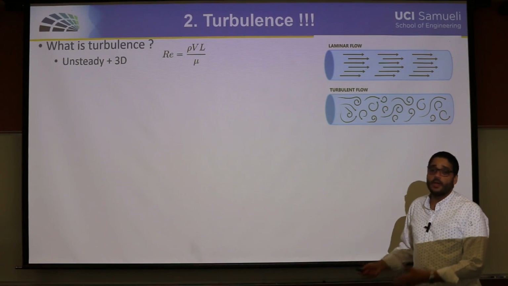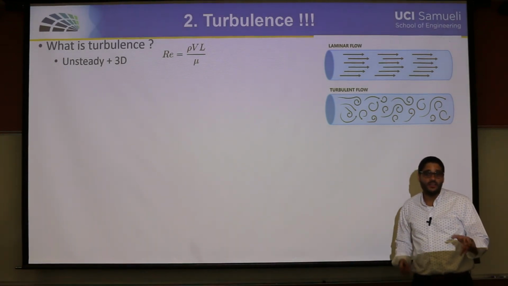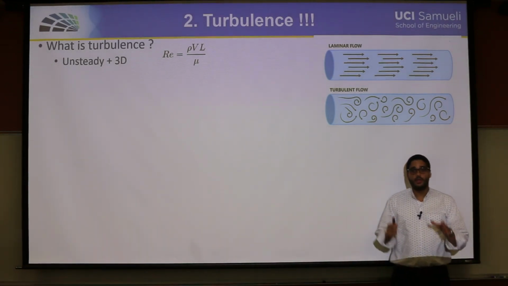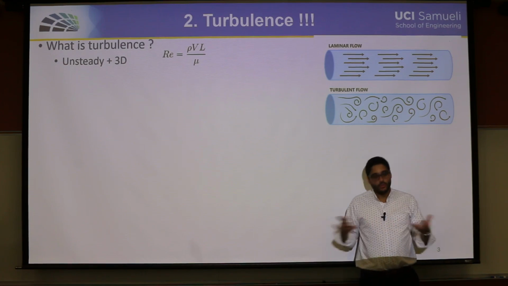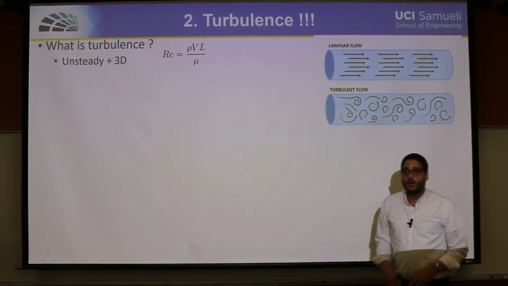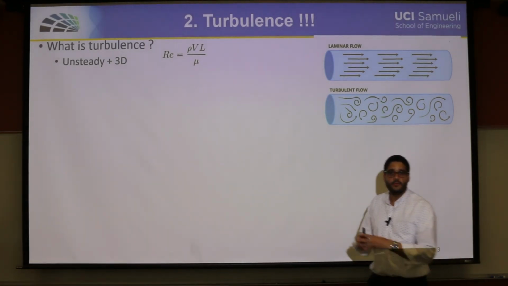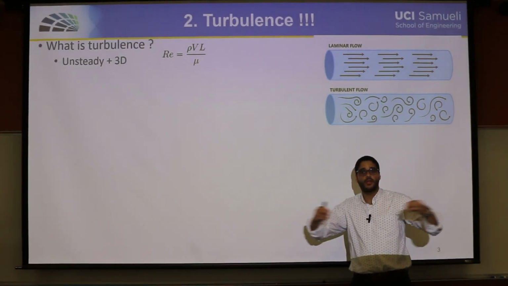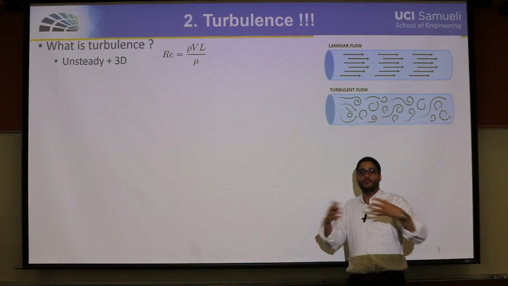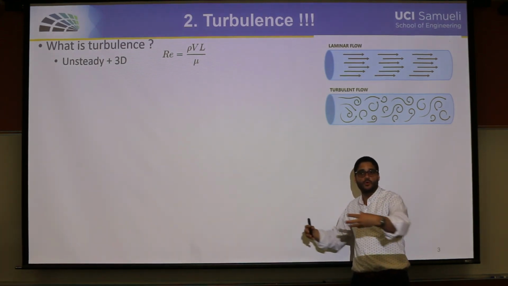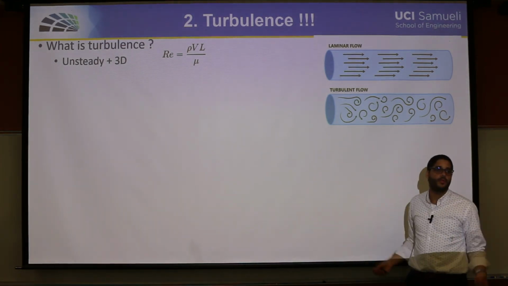Most of the time, turbulence is classified as an unsteady three-dimensional phenomenon. That's what is most of the time written in textbooks. Why is that? Because of something called vortex stretching. When you have a vortex and you would like it to stretch, it cannot stretch in a 2D domain. It must stretch or convect or warp in a 3D domain.